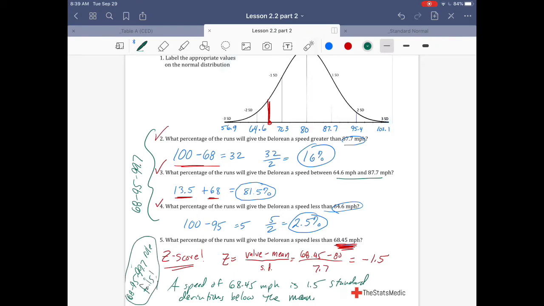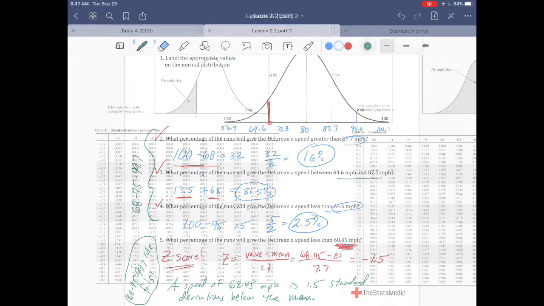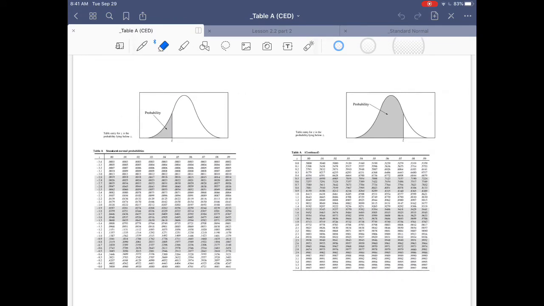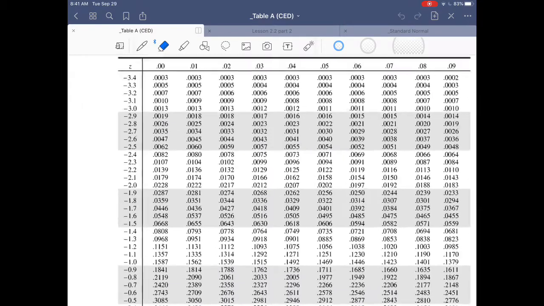What we need is something called Table A. And Table A is going to be a big reference sheet we come back to over and over and over this year. So let's take a look at it for the first time. So this is Table A. Like I said, this is going to be a reference sheet that we come back to over and over again. And what this is a list of z-values.